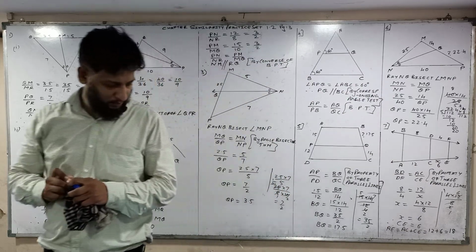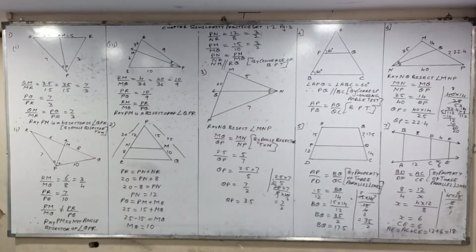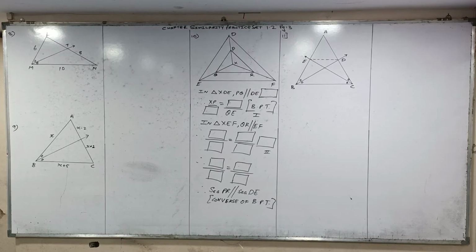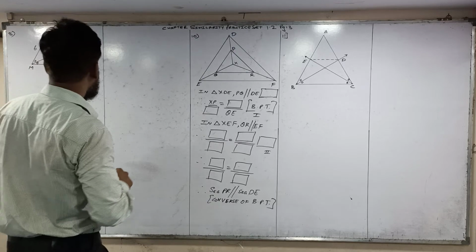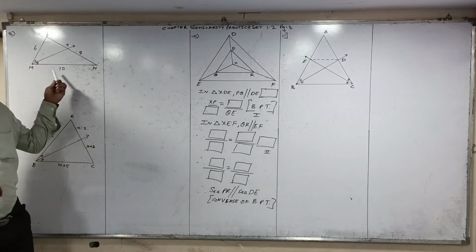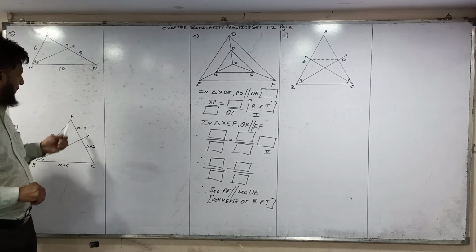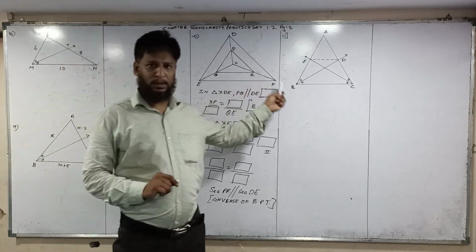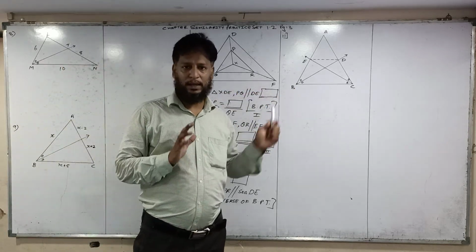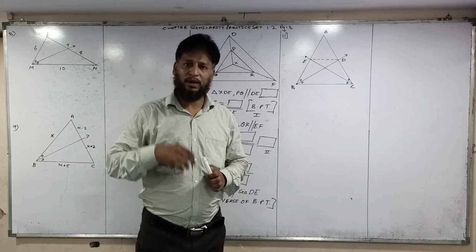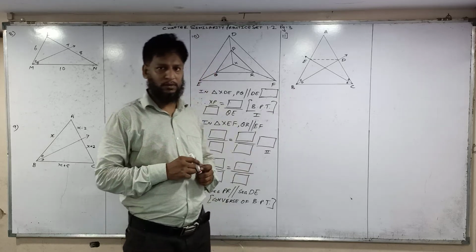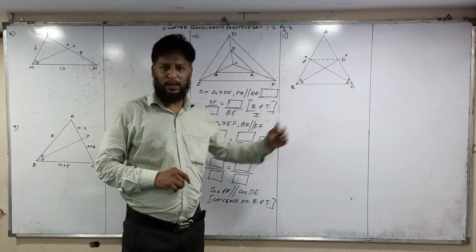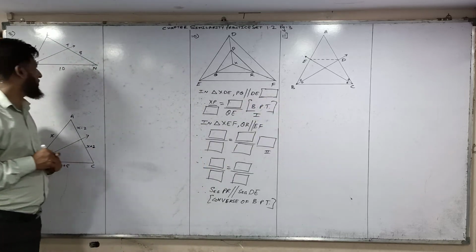Now the 8th sum. Now sum number 8, I have drawn the diagram. The diagram is given in your textbook for sums number 8, 9 and 10. Only sum number 11 has no diagram given in the textbook. We have to draw the diagram and then do the sum. I'll explain the diagram. First we'll do this 8th sum.